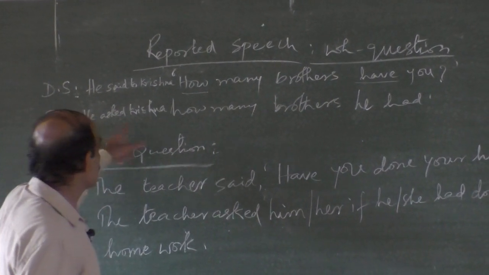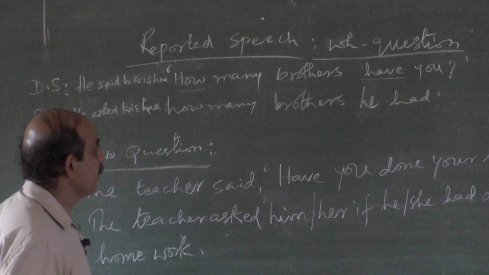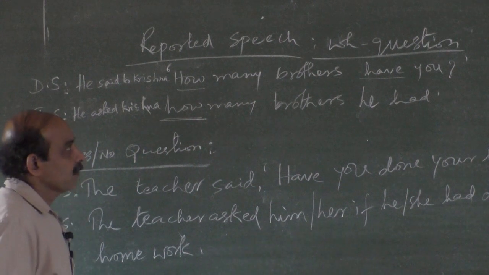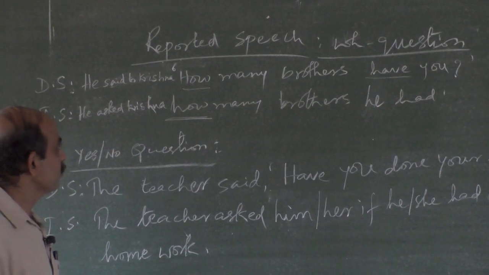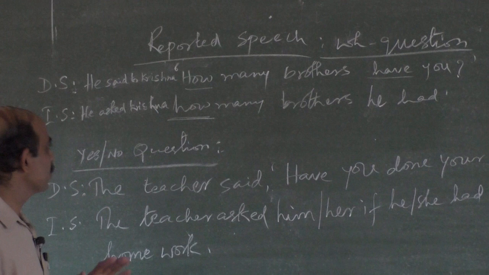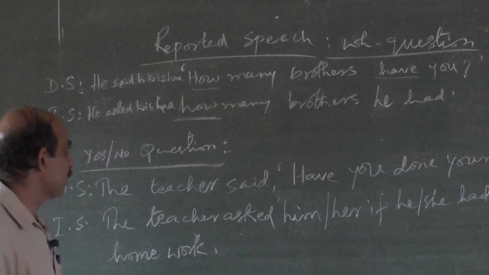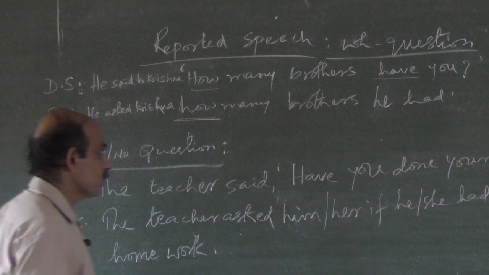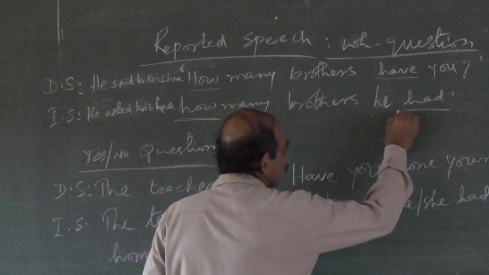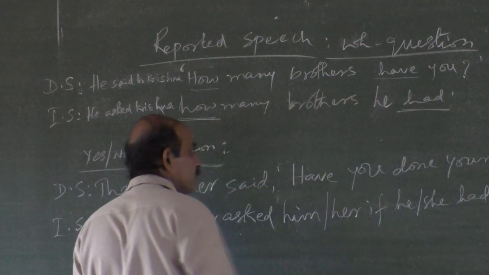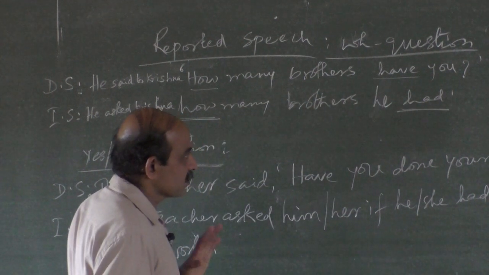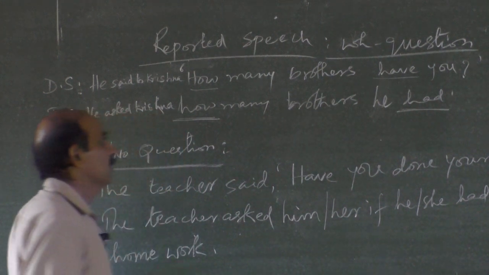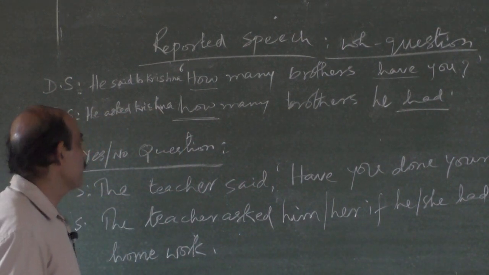Indirect speech: He asked Krishna how many brothers he had. Remember once again that with regard to a WH question, you need not use any conjunction other than the WH word available there. The same word functions as a conjunction. How many brothers he had? Simple past. So there is inversion of the subject and the verb, and it is not a question, instead it is a statement, which I told in the last class. Once again, I make you remember.